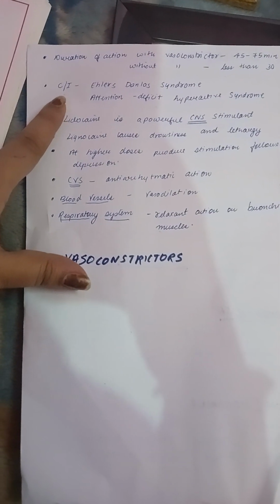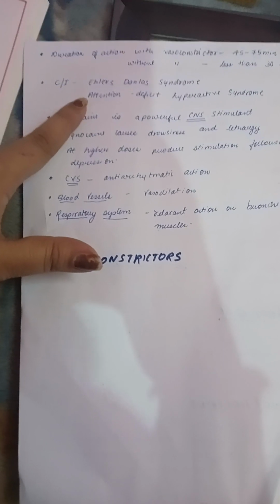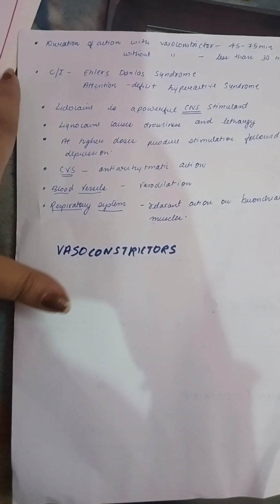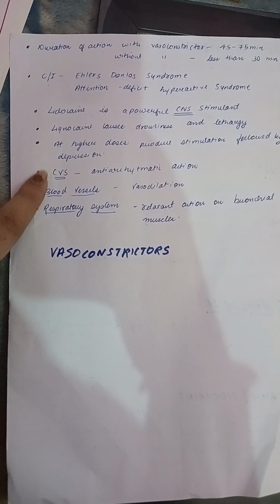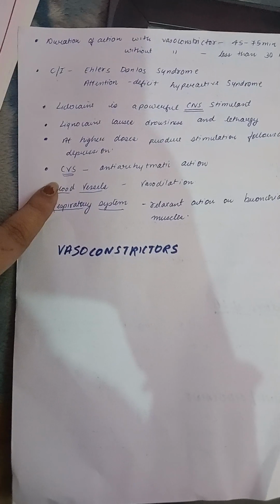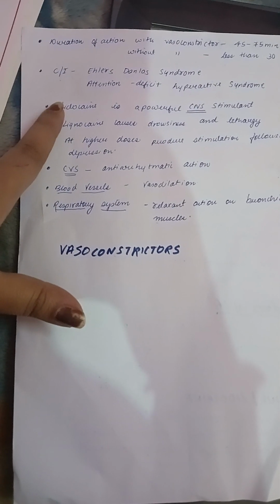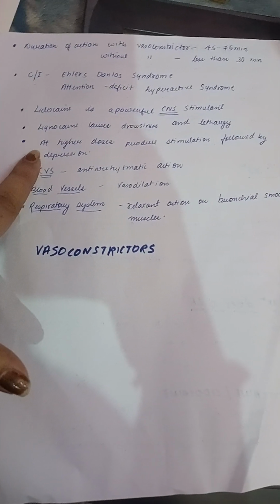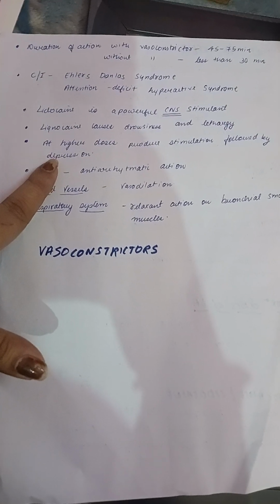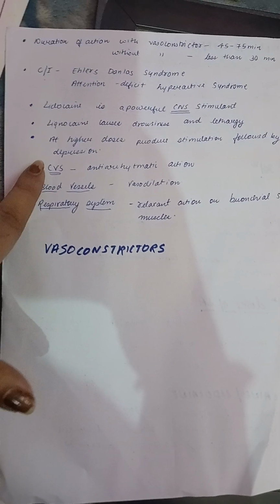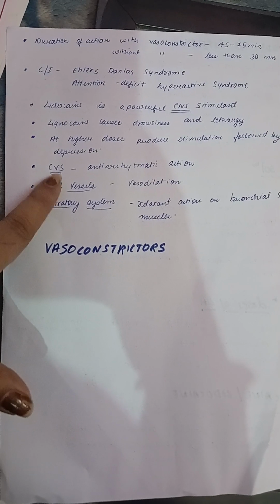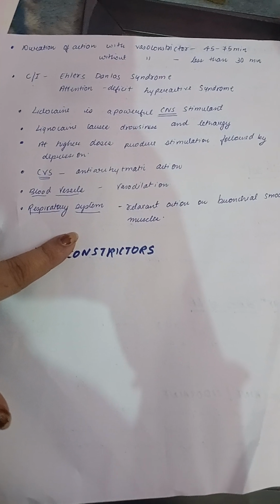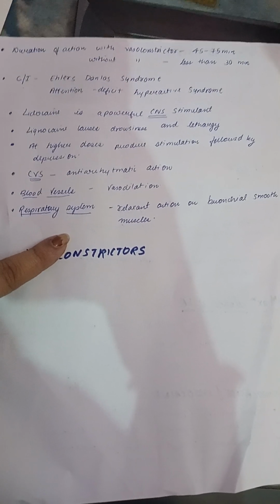Okay, contraindication. Two syndromes are well known where we should not give lidocaine: Ehlers-Danlos syndrome and attention deficit hyperactive syndrome. What activity does LA or lidocaine specifically have on the CNS? It is a powerful CNS stimulant. It causes drowsiness and lethargy. At higher dose, it produces stimulation followed by depression. First there will be stimulation, then there will be depression. In the CVS, it has anti-arrhythmic action. In blood vessels, it has a vasodilatation effect, and in the respiratory system, it has a relaxant action on bronchial smooth muscle.